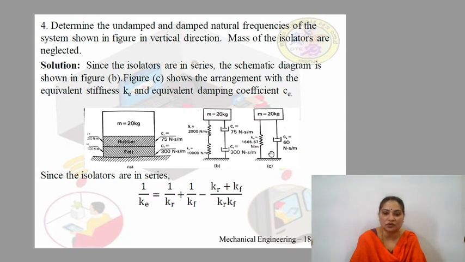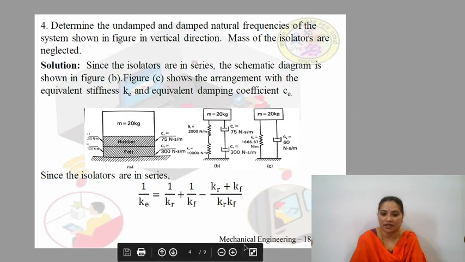We shall see how to solve this problem now. Since the isolators are in series, the schematic is shown in figure B, and figure C shows the arrangement with the equivalent spring stiffness Ke and damping coefficient Ce. For the series combination, 1 by Ke is equal to 1 by Kr plus 1 by Kf, where r and f indicate rubber and felt respectively. After taking LCM, we get Kr plus Kf divided by Kr Kf.